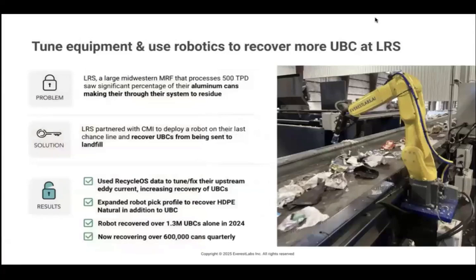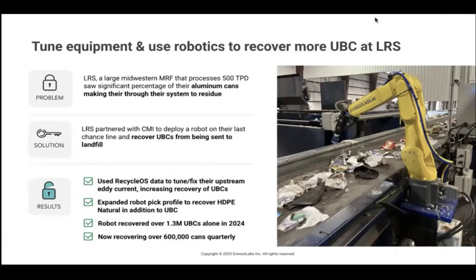All right, tuning equipment and using robots to recover UBC. This study comes from Lakeshore Recycling in Chicago, specifically their Exchange MRF. It's an impressive operation that runs 24/7 or maybe 24/6. They process nearly 500 tons per day, and they're expecting to only ramp up that volume in the future.